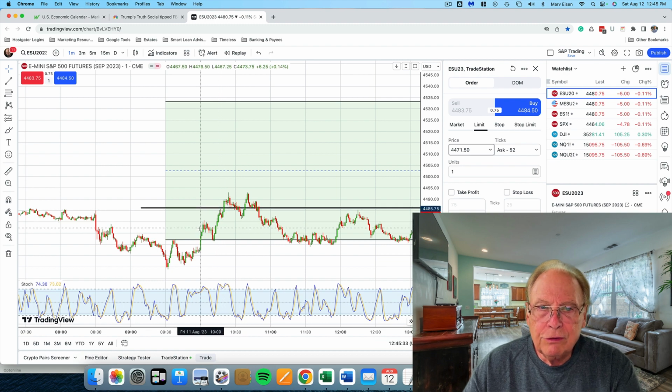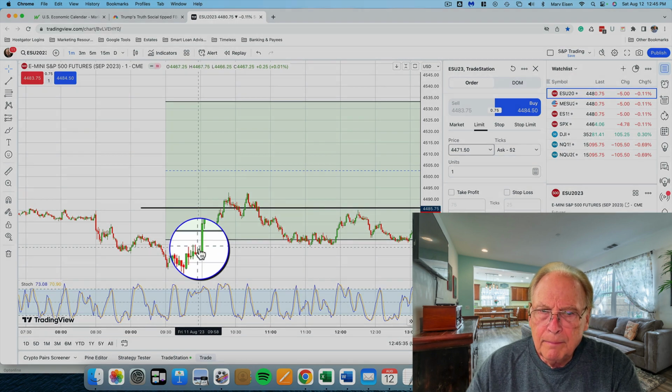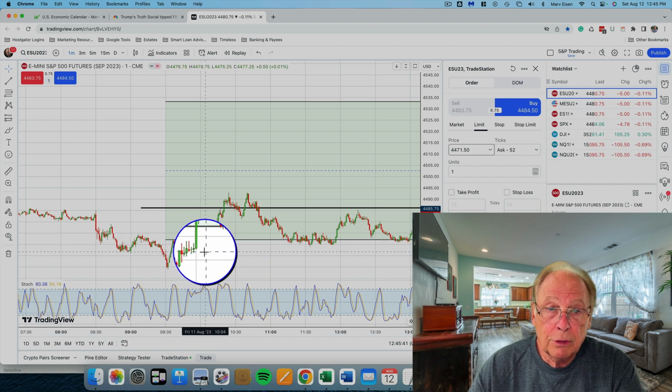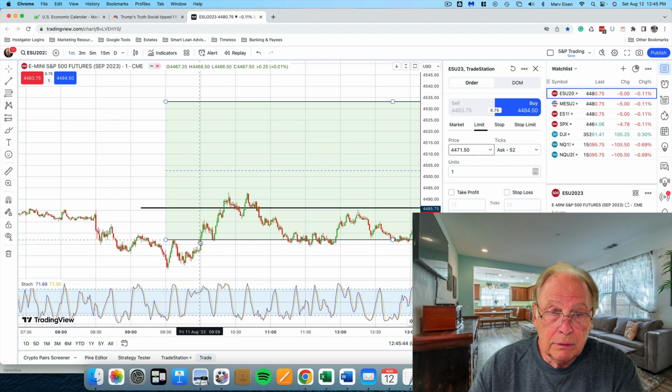The market moves in spurts. You see this candle over here? Big spurt, okay? 6 points or thereabouts. Let's see, there are 5 points between each horizontal line on this chart. So we've got easily 6, 7, a little more points in this one candle.